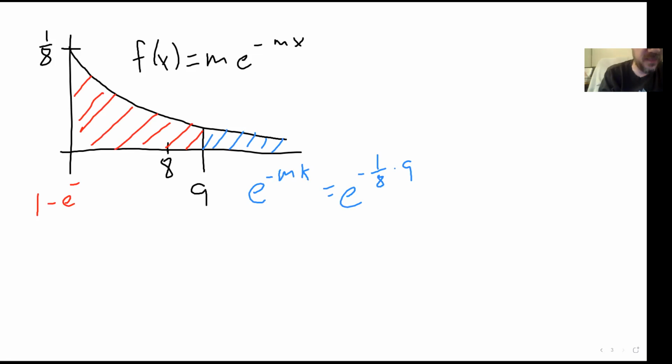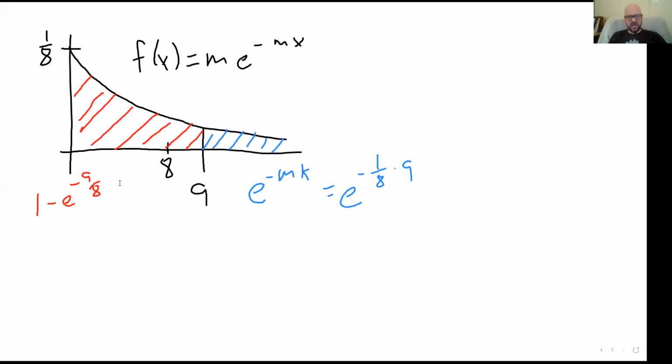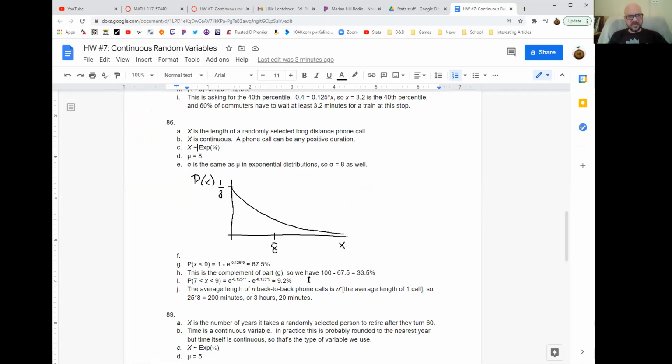I hope everyone's clear on that being 9/8. So this is 1 minus e to the minus 9/8. I don't remember what those numbers are. Let's quickly look at them. Of course, post them here. What is that, like 67.5% and 33.5%. So 67.5 to the left, 33.5 to the right.